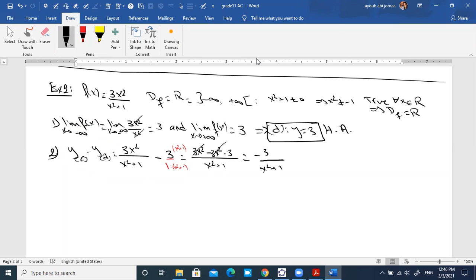Now you have to study the sign of this. Here you can determine the sign in two ways. The first one, as we usually did to find the sign, you put it equal to 0 and then the table.